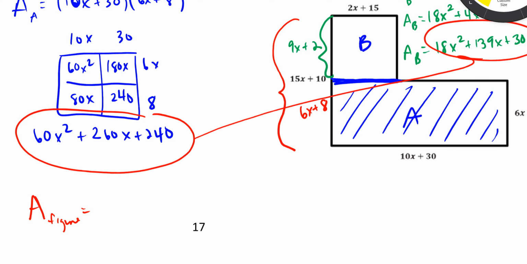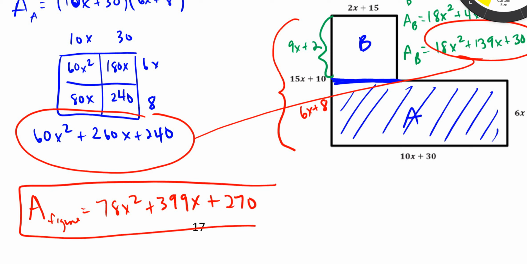So we'll say the area of the figure is equal to this area plus this area. So if I add those up, I have 78x squared. I take 260 and add 139, and that gives me 399, so 399x. And 240 plus 30 gives me 270 in total.